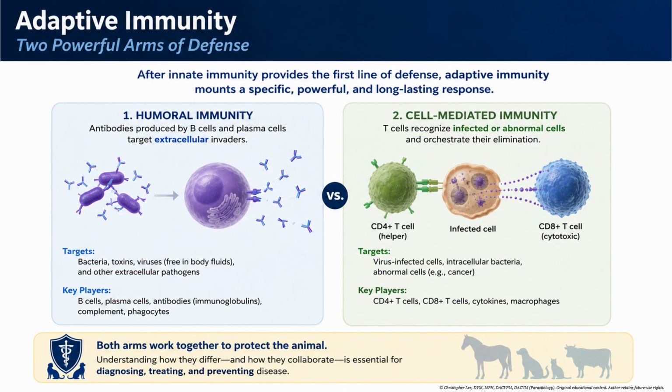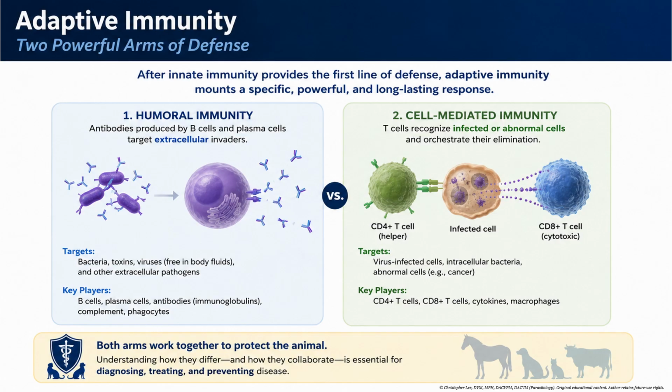Cell-mediated immunity is the T cell side of the story. This arm is especially important when the problem is associated within a host cell. That includes virus-infected cells, intracellular bacteria, and abnormal cells. But these arms are not enemies nor completely separate departments. They work together. For example, antibodies can neutralize free viral particles, but cytotoxic T cells are needed to kill the cells that are already infected.